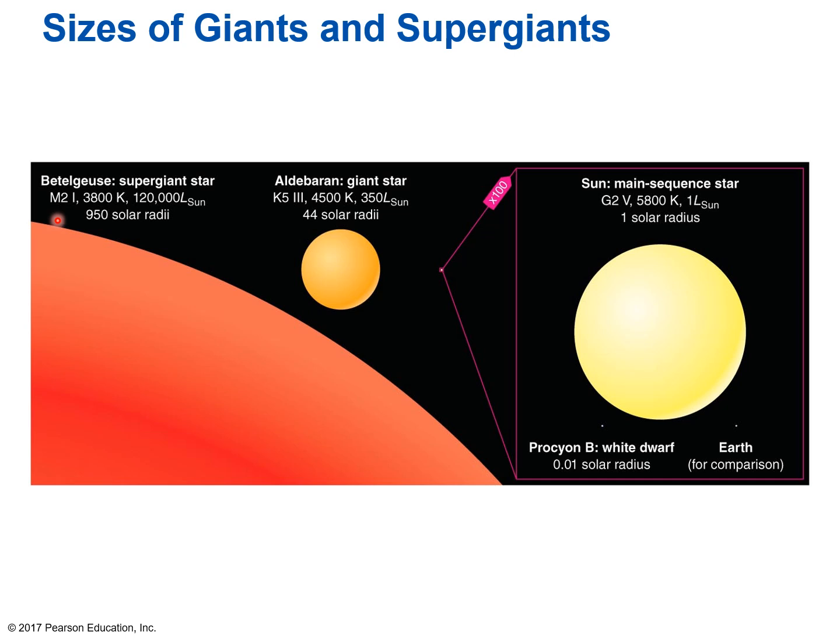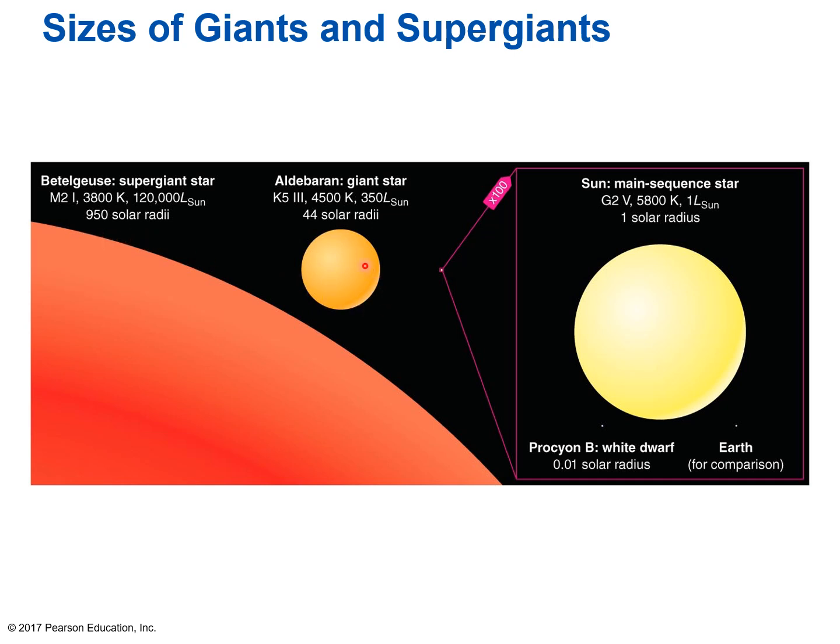Now, let's just think about what that means. M means it's one of the cooler stars. It's a red star. The Roman numeral 1 means it's luminosity class 1. It's a supergiant. And being a cool star, its surface is about 3,800 Kelvin. It's about 120,000 times brighter than the sun, so we say 120,000 solar luminosities. And look at its size, 950 solar radii. So it's almost 1,000 times larger in diameter than our sun.